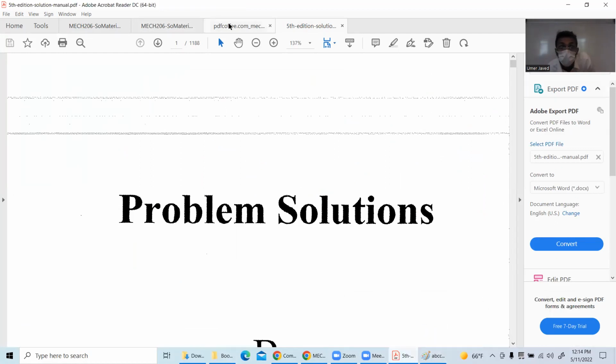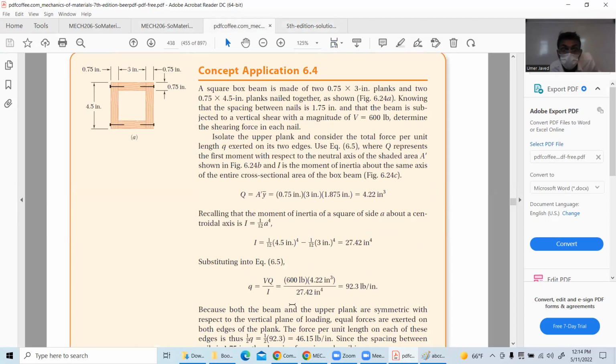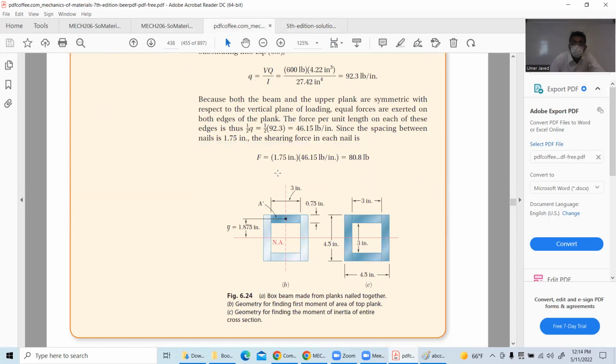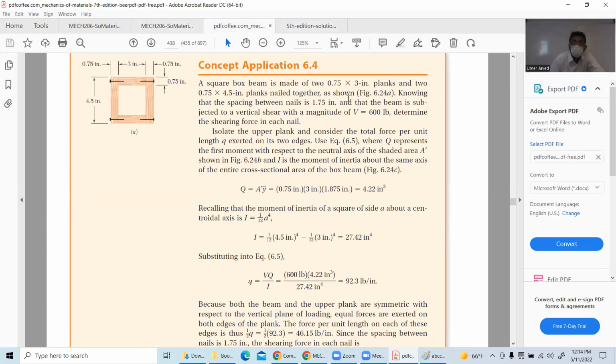Okay, hang on. I have to read. Yeah, delta X, sorry. Where is it? In the VQ over I equation, isn't there supposed to be delta X as well, like the spacing between the nails? Where did they ask? Knowing that the spacing between the nails is 1.75 inches. It's not talking about the spacing between the nails, it's talking about the length of the nails. No, it says spacing between the nails. Is delta X in the equation?